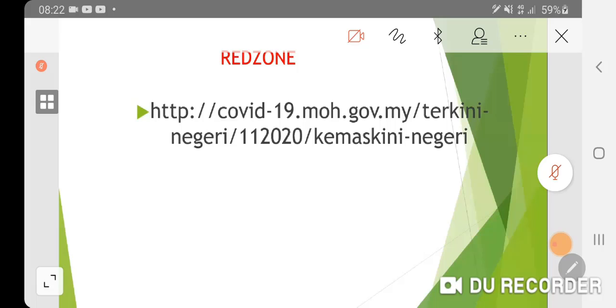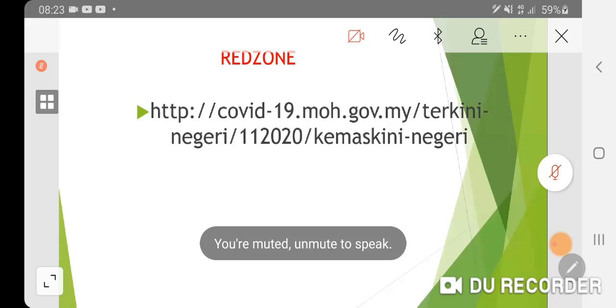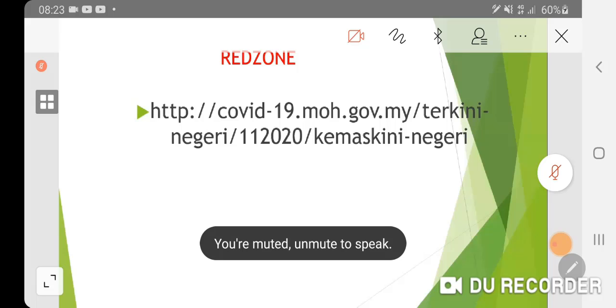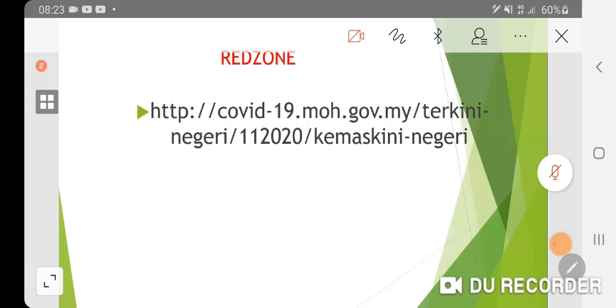No. Actually, it's like this. Once our government says the place is a red zone, they all should need HSO. Red zone or PKPB means they cannot go out from the zone unless they get permission. To give the HSO, it needs to be given by the Inspector Kesihatan. They need to give all the forms, and also they give the wristband.